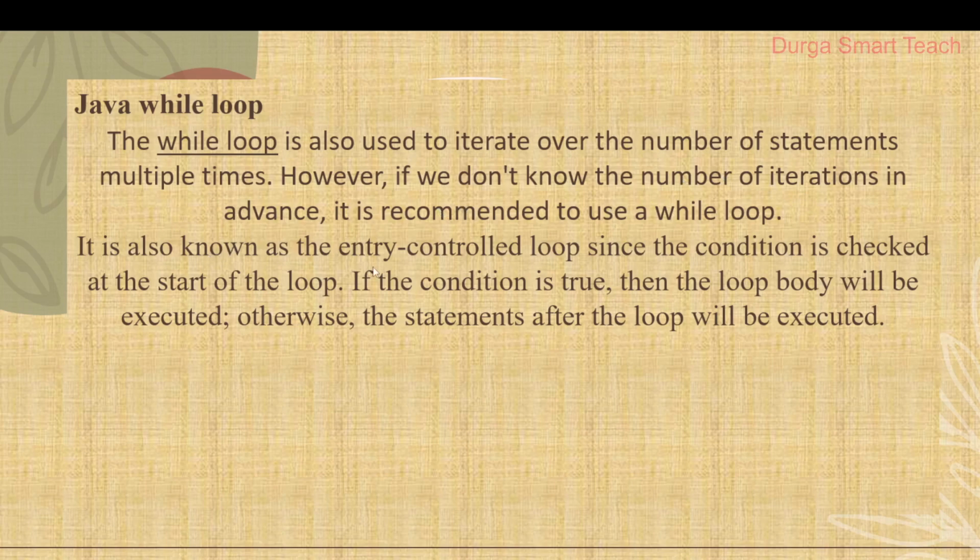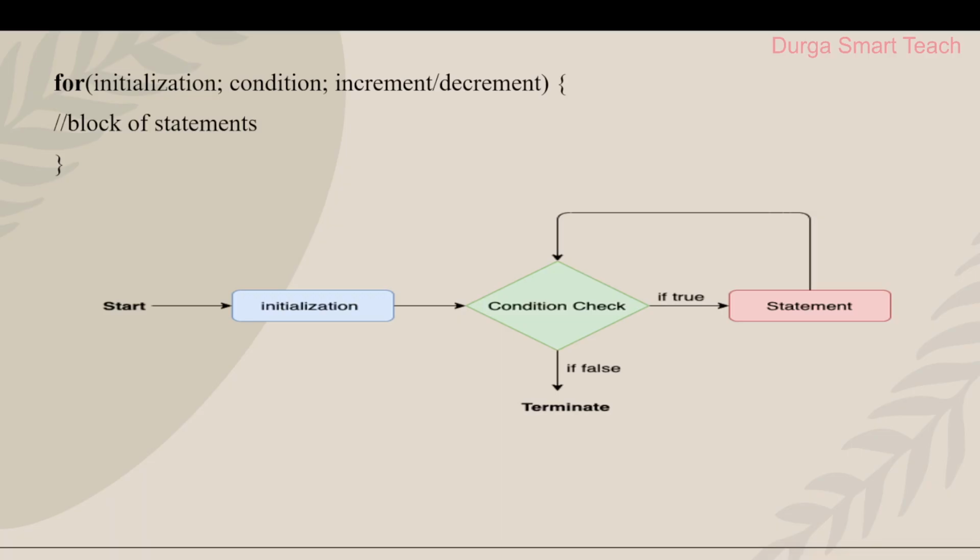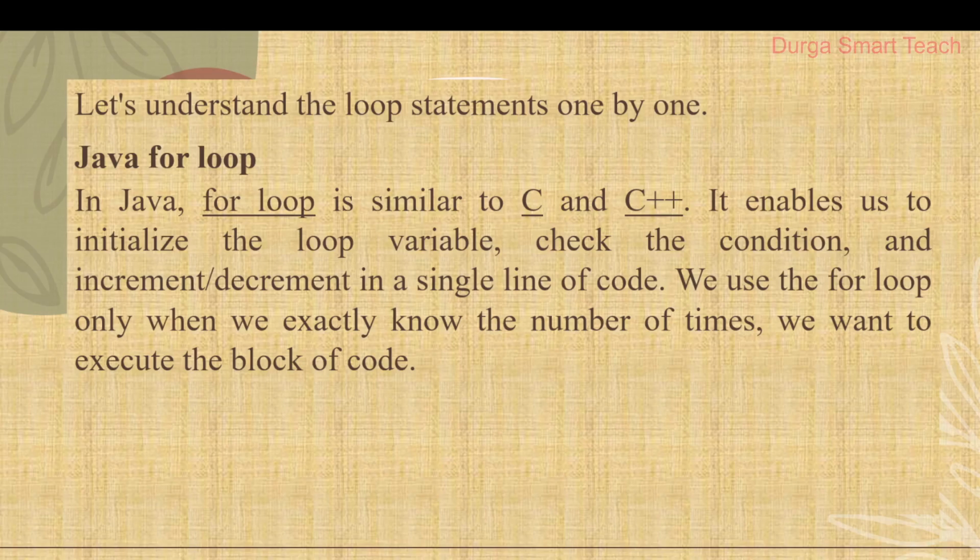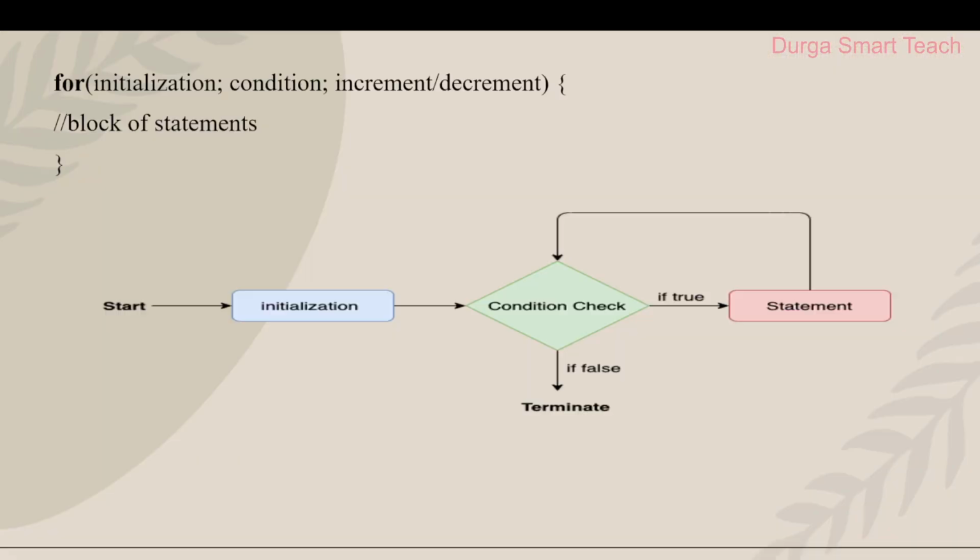Okay, it is also known as entry control loop since the condition is checked at the start of the loop, so that's why it is known as entry control loop. In the starting itself, it will check the condition. If the condition is true, then only it will execute the statements. A for loop is also known as entry control loop.